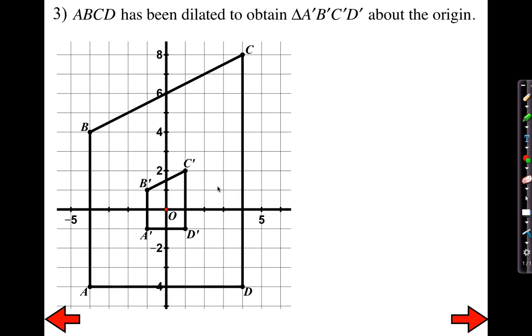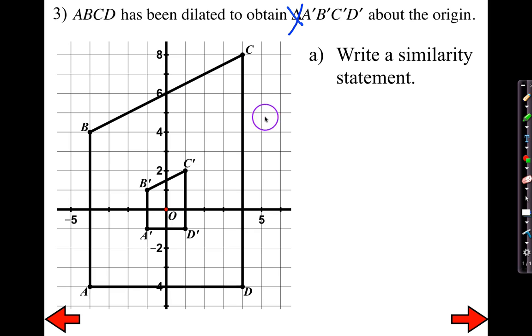Number 3, ABCD has been dilated to obtain quadrilateral A prime, B prime, C prime, D prime about the origin. This is not a triangle, this is incorrect. Write a similarity statement. First, it's a similarity statement because it's a dilation. We wouldn't put congruent because obviously they're not the same size. So here I'm going to go ahead and write, okay, well, first of all, A corresponds to A prime, D corresponds to D prime, C corresponds to C prime, and B corresponds to B prime.